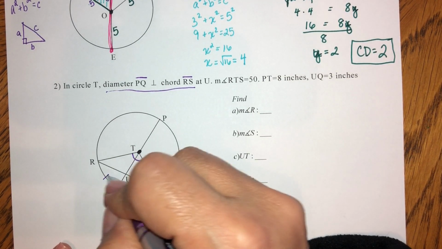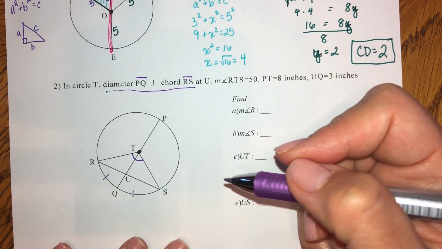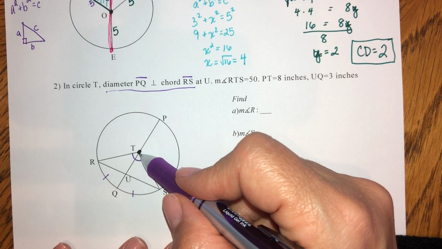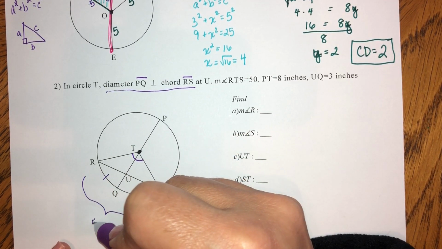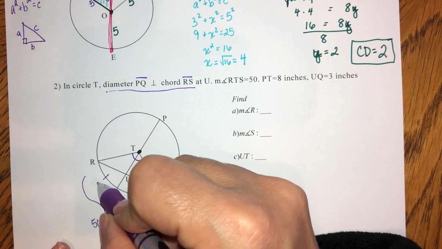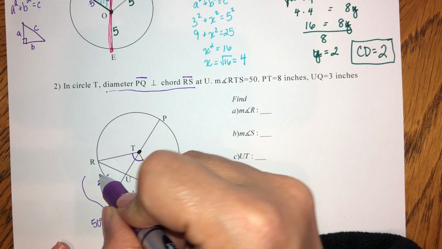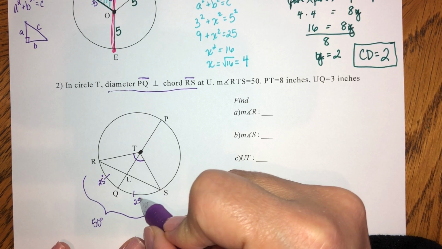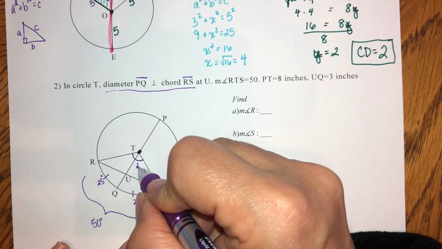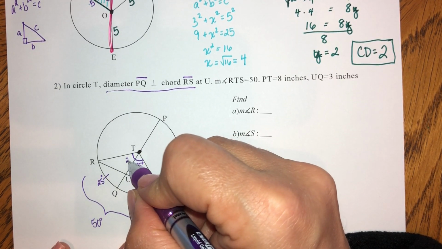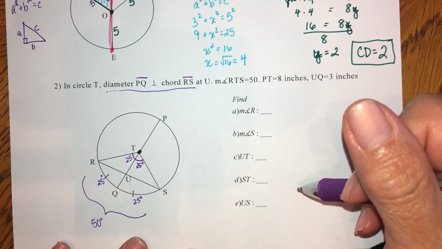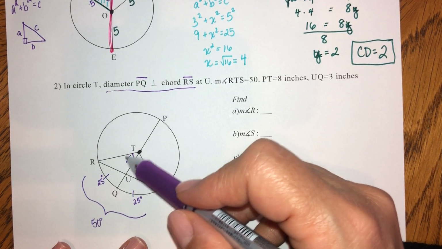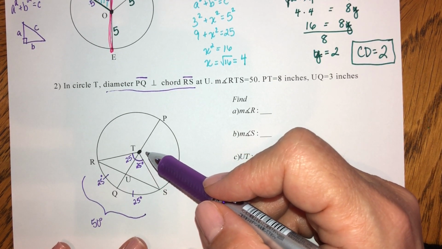That means that these two arcs must be congruent to each other. So if this angle is 50 degrees, that means this arc is 50 degrees. And since we know it's been bisected, each of these arcs must be 25 degrees, which means that each of the central angles making them must also be 25 degrees. So when they ask me for the measure of angle R and the measure of angle S and so on, I need to do that first.